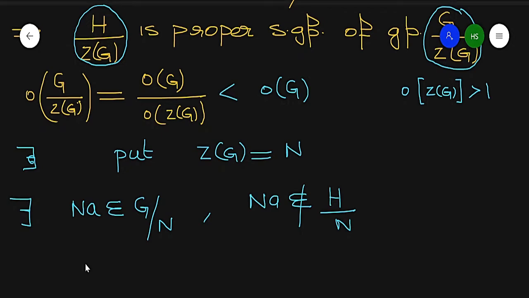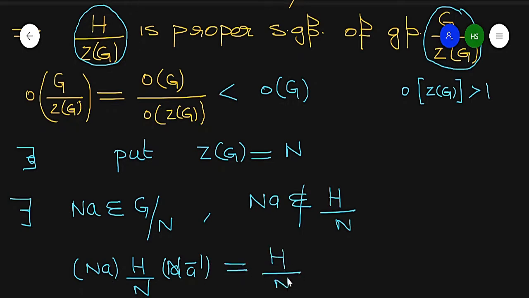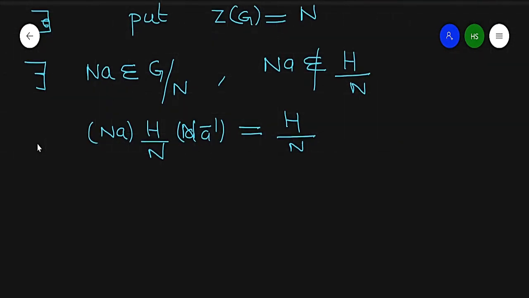What is the given condition? That is, this element Na into H by N into Na inverse is equal to H by N. So that is by the given assumption, we have the given result. So by the given result, we satisfy these values. So I write for simplification, the center of G is equal to these values.